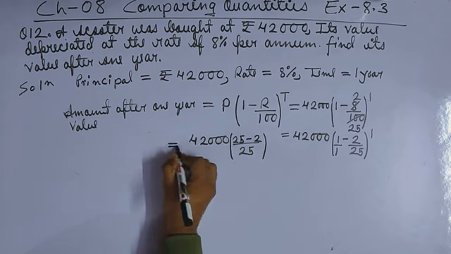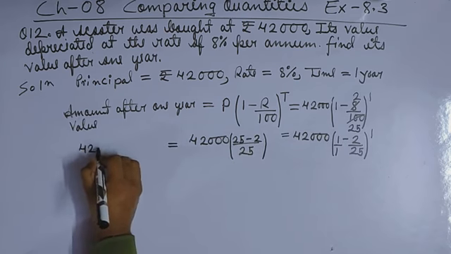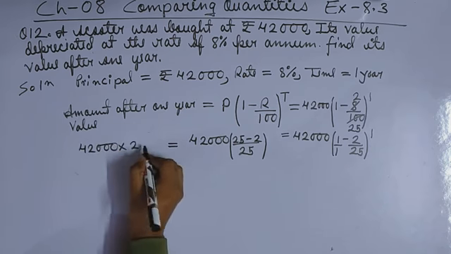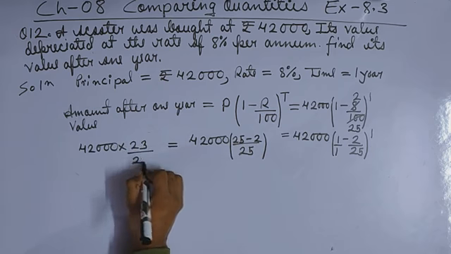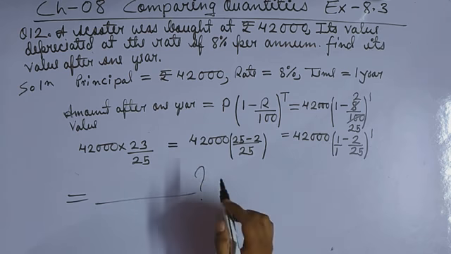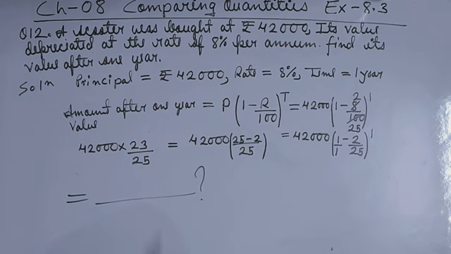So what we are getting, this will be equals to what? 42,000 multiply this 25 minus 2 is your 23 upon 25. इसको solve करेंगे, you will get the value of that scooter after 1 year of using that scooter. So I hope you understood the question number 12 concept also. So now we will move to the next question, that is the question number 10 in the next video after this.